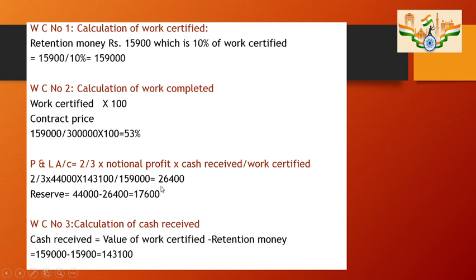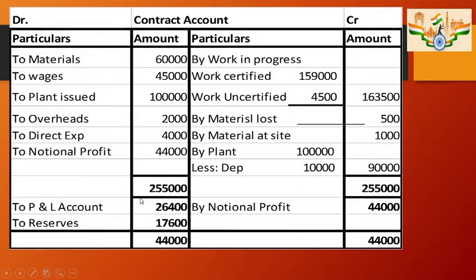1,59,000 equal to 26,400 should be transferred to P&L account. Then reserve equal to profit minus notional profit minus profit. 44,000 minus 26,400, that is 17,600. So same we have shown over here.